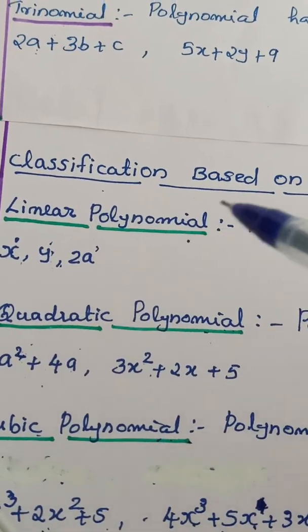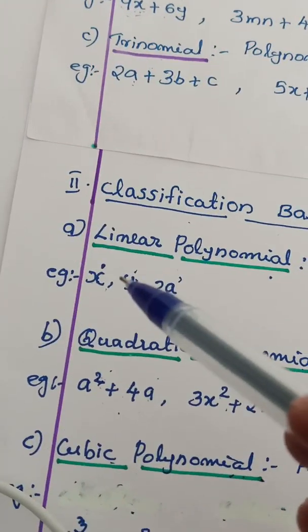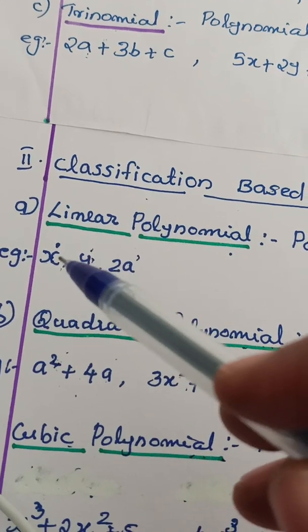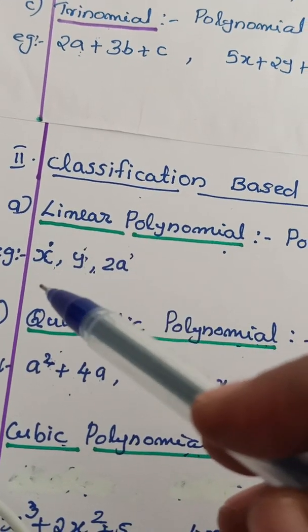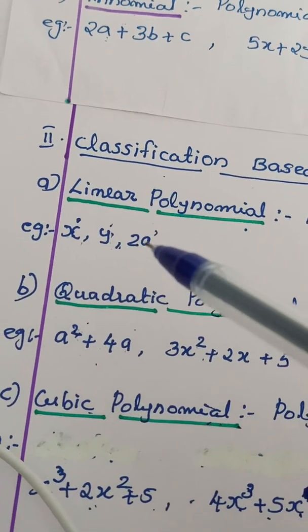First one, linear polynomial. Polynomial having degree 1. For example, x. What is the highest power of the x? 1. Therefore, degree also 1. Second example, y. Third one, 2a.